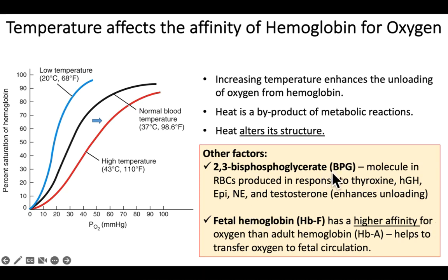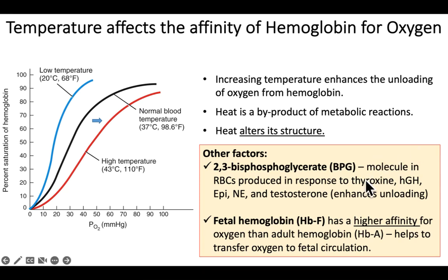This BPG molecule that I mentioned a couple slides ago. The fancy name is 2,3-bisphosphoglycerate, and it's a molecule inside red blood cells that's produced when the body is generating certain hormones. Those hormones are thyroid hormones, human growth hormone, epinephrine, norepinephrine, and testosterone. So think about when your body's generating these.